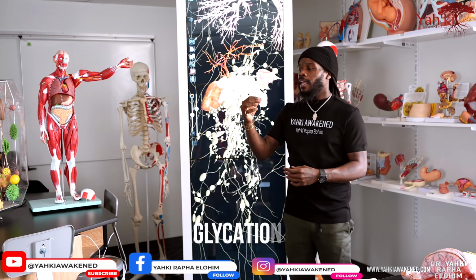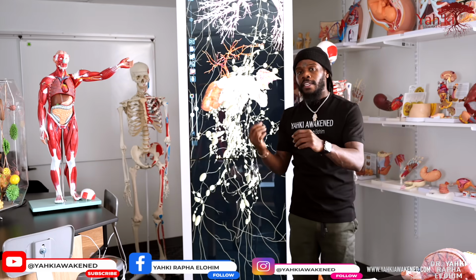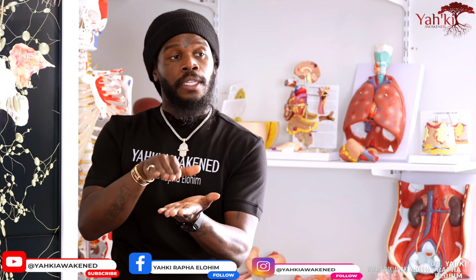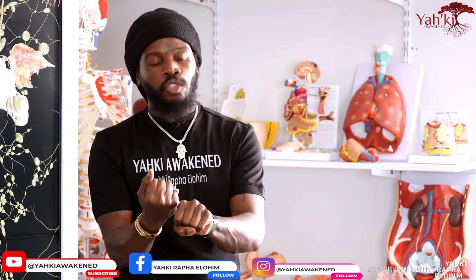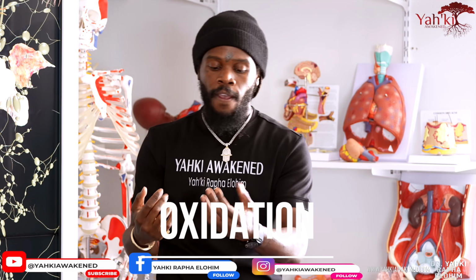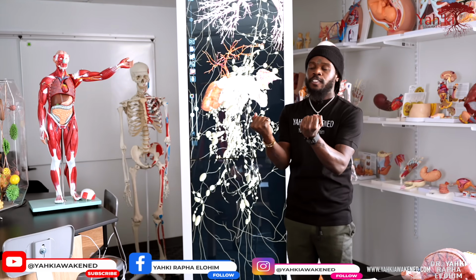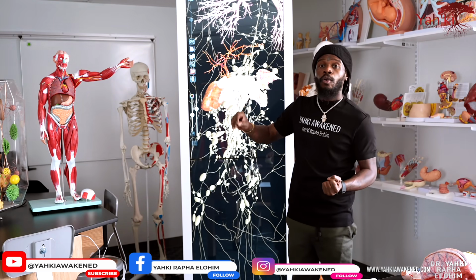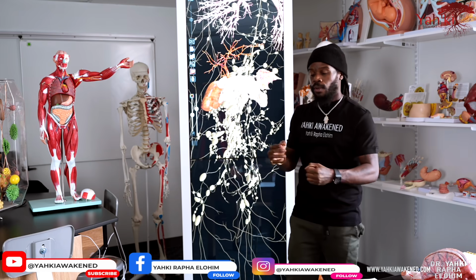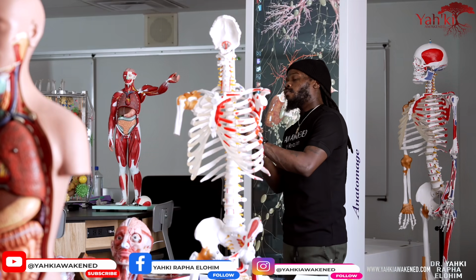something called glycation, glycosylation. Glycation messes up the endothelial layer of the actual blood vessels. So now the blood vessels are starting to corrode and go through oxidation. When that happens, a hardening happens because calcium is released by a hormone called calcitonin by way of the thyroid. So now you're getting this hardening of the arteries.